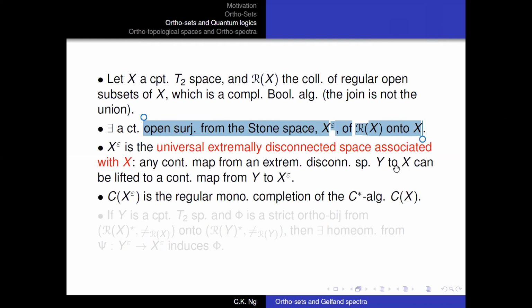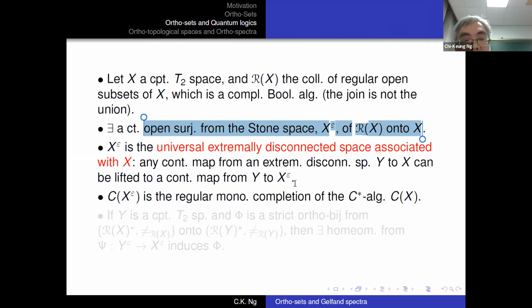And then we assume this, and then we extend the map. We don't need anything, because we already have a map from X epsilon to X. If we have a map from X to Y, then of course we have a map from X epsilon to Y. This is kind of trivial. But the point here is that we do not need Y to be extremely disconnected. If it's a map from X to Y, then for any topological space Y, of course we get the map from X epsilon to Y because it's just the composite with the quotient map.